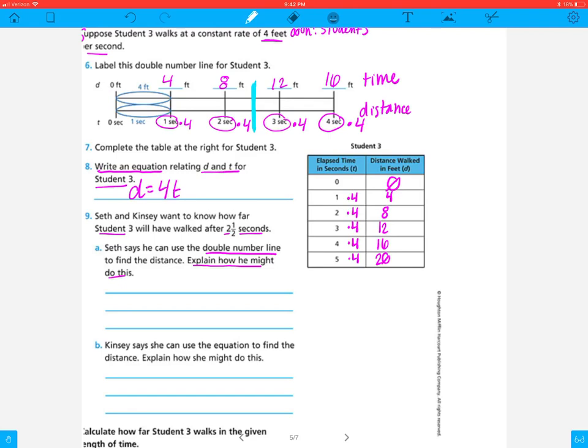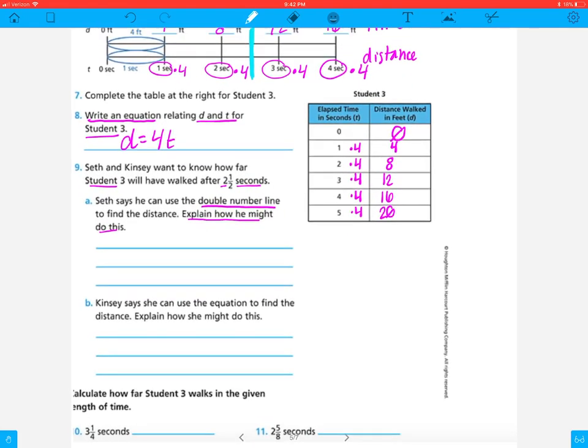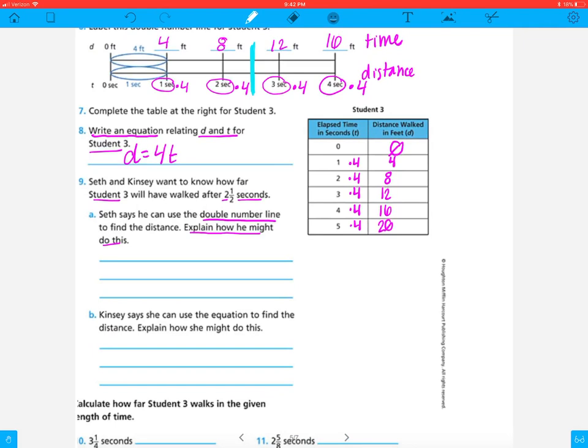Now, why do you think I put that in between 2 and 3 seconds? Just go ahead and talk at your tables. Well, I did that because they asked for 2½ seconds. So in between there, which is between 2 and 3, it's actually directly in the middle because it's a half.